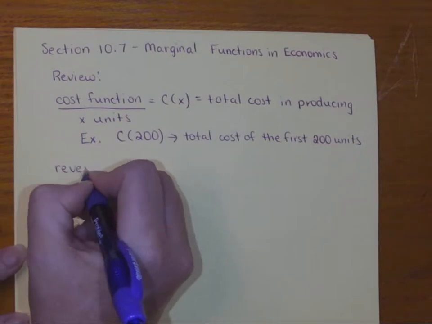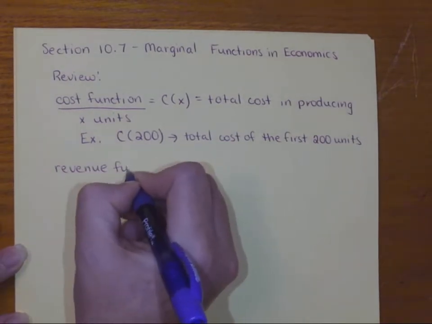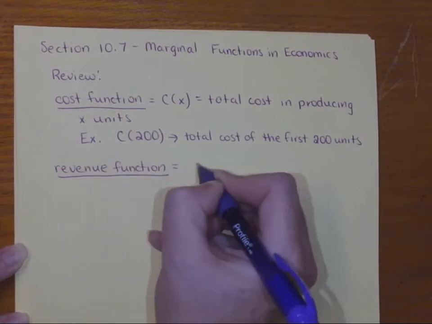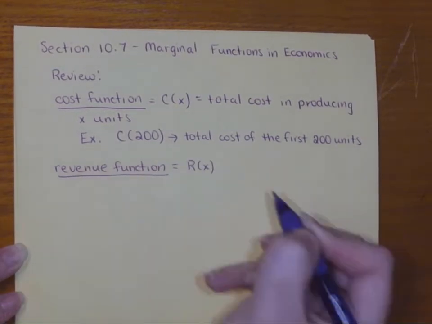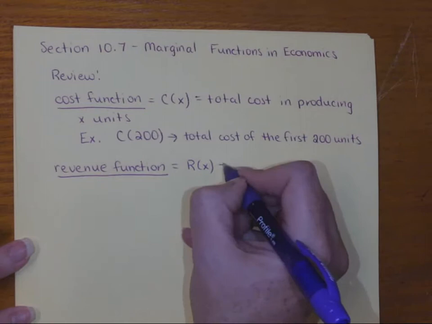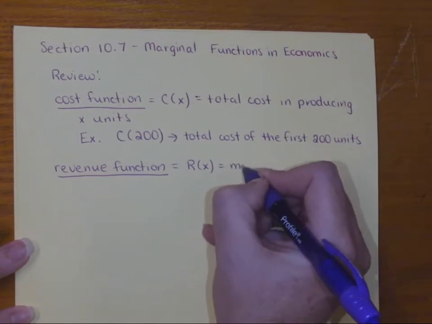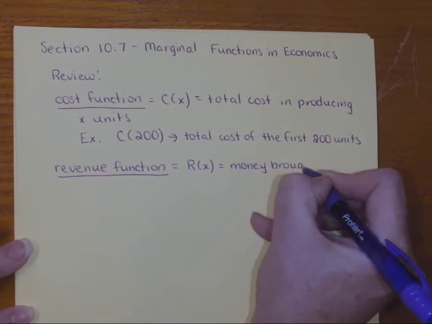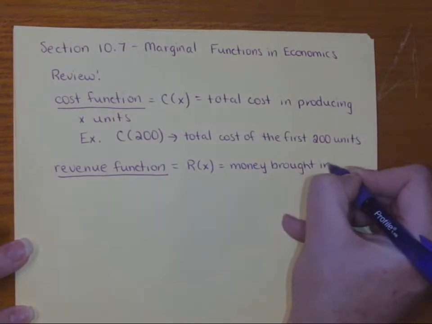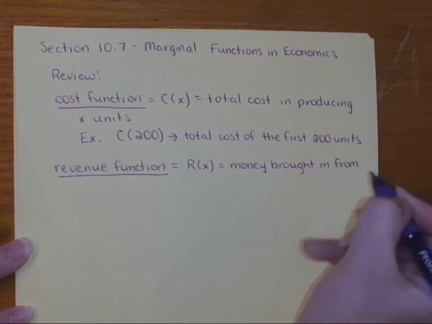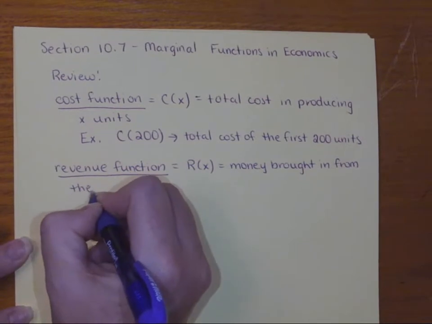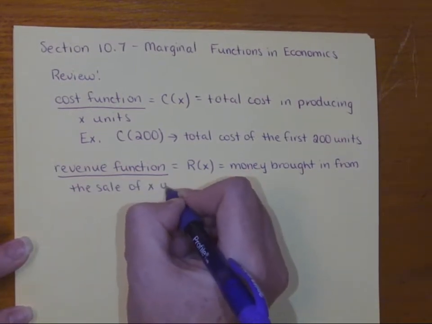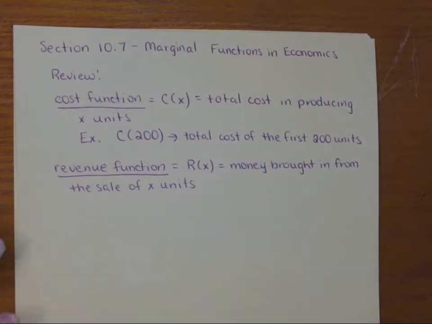Okay, we also discussed the revenue function in the class before this one. So we use capital R of X to talk about revenue. Make sure you know the difference between revenue and profit. Those aren't the same thing, but I usually have students think they're the same. Revenue is strictly money brought in from the sale of X units. It does not take into account how much it cost you to sell those units or to make those units or anything like that.